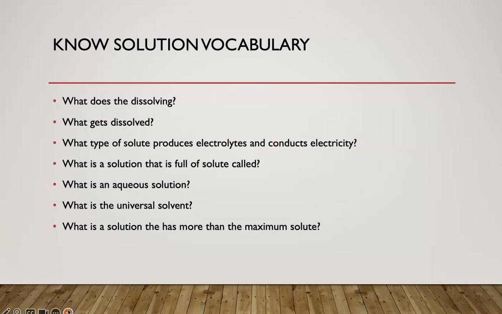All right, make sure you know the solution vocabulary. Go ahead and take a moment and take a look at each one of these. Hopefully you said that the solvent does the dissolving, the solute gets dissolved. Ions produce electrolytes and conduct electricity. When a solution is full of solute, it's called saturated. An aqueous solution has water for its solvent. Water is the universal solvent, and when a solution has more than the maximum amount of solute in it, it is called supersaturated.